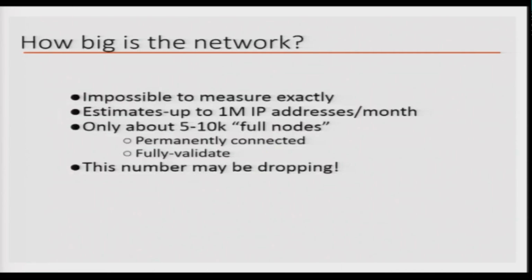Now, if you ask how big is this network, it is impossible to measure exactly, but it is estimated that up to 1 million IP addresses are involved in the blockchain per month, but only about 5 to 10,000 are full nodes. Full nodes are those which are permanently connected, which have the complete blockchain copy, and they fully validate all the blocks. They validate that the hash puzzle has been solved, they validate that it is extending the longest chain, and they also validate all the individual transactions in a block. And as Bitcoin is becoming less popular or less rewarding, this number may drop.